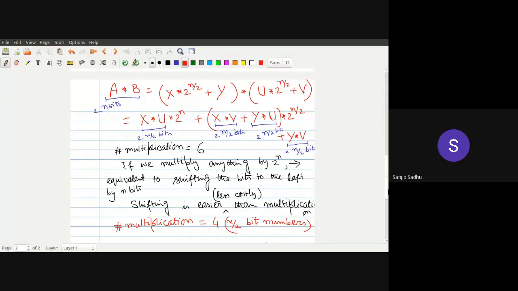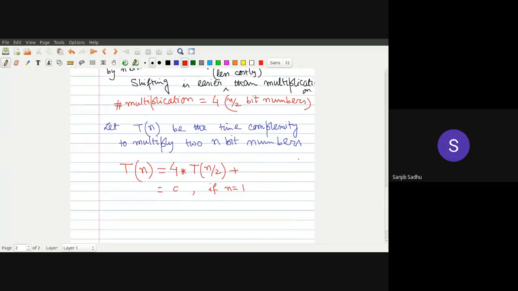If you would like to shift a number by 1 bit, how much time will it take? It takes constant time. So if you would like to shift all the bits by n bits, it will take big O of n time. And also, addition of two n bit numbers will take big O of n. So basically this part here, you see, it is n.